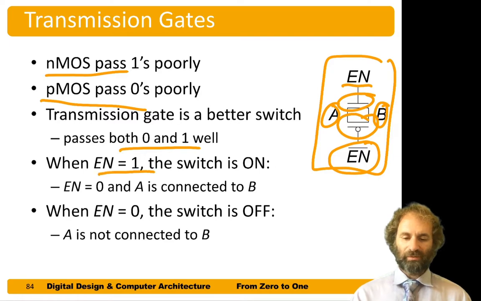When enable is 1, the switch is on. Enable bar is 0, and both the NMOS and the PMOS are turned on, and input A connects to output B. When enable is 0, the NMOS is off, enable bar is 1, so the PMOS is off, and there's no path from A to B through either NMOS or PMOS, so we say the switch is off.